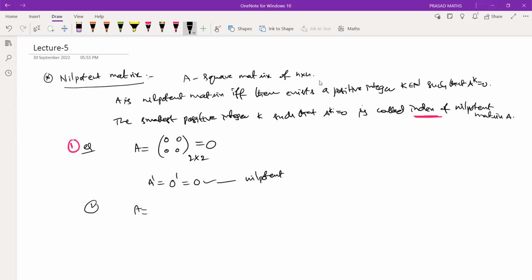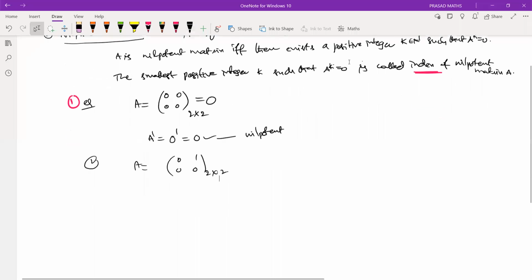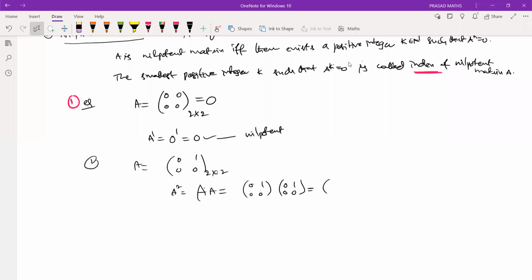Suppose you take the matrix 0, 1, 0, 0. Is it nilpotent? Look at A square. What is A square? A into A, which is 0, 1, 0, 0 times 0, 1, 0, 0. That gives the zero matrix. So A square is 0. If at least one positive integer exists such that A power k equals 0, then A is nilpotent. Here A power 2 is 0, therefore A is nilpotent.